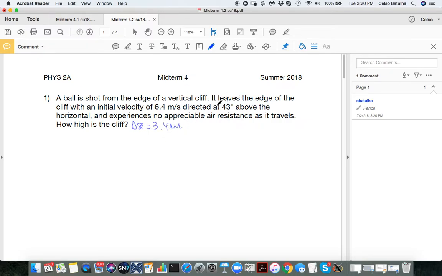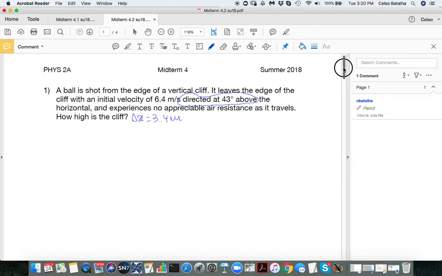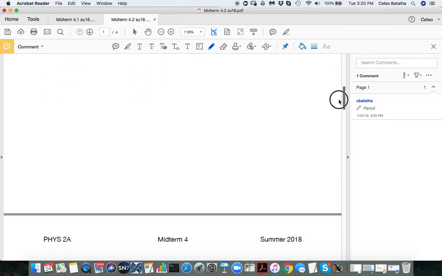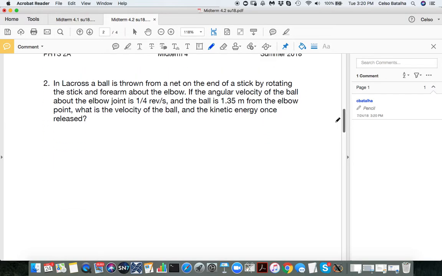This is exactly the exam question I gave in one of the exams, the same projectile motion question, midterm number 3, I think. So the solution is there, and we did it in class.